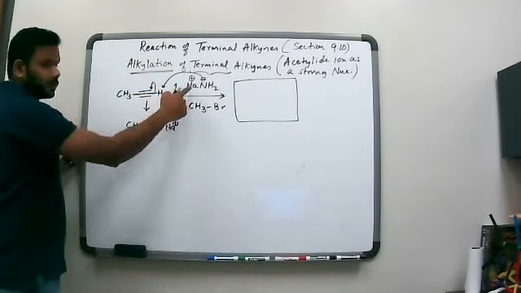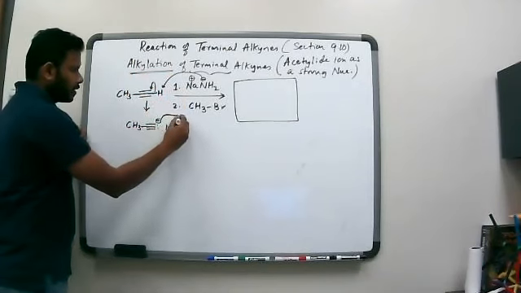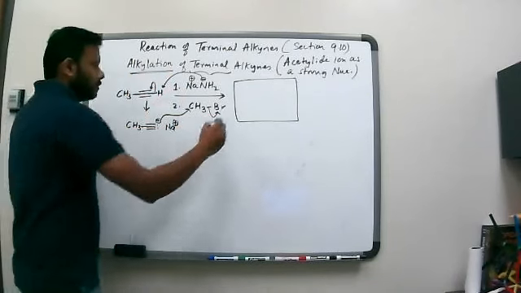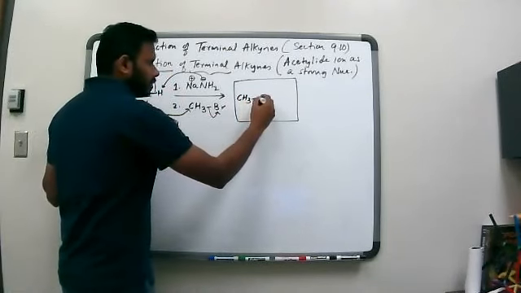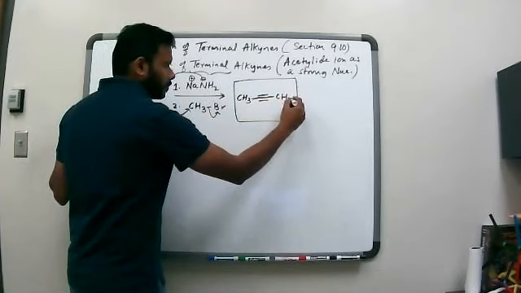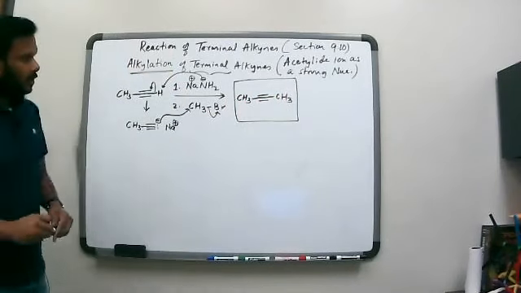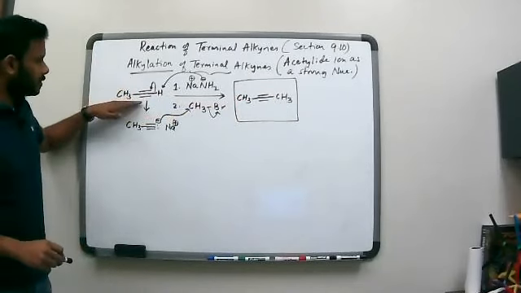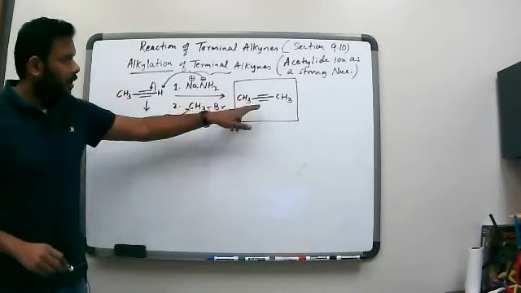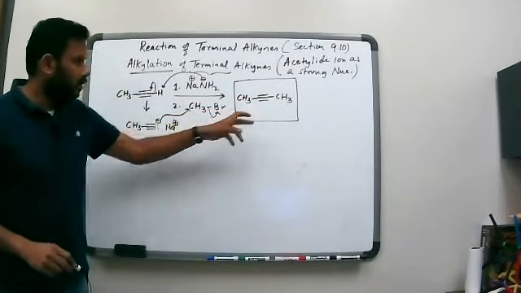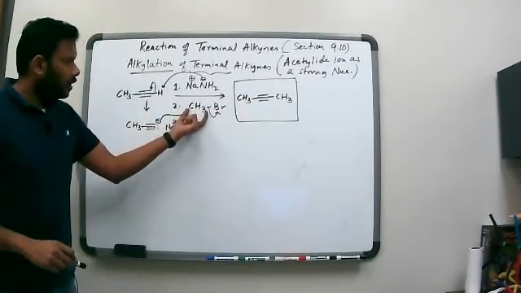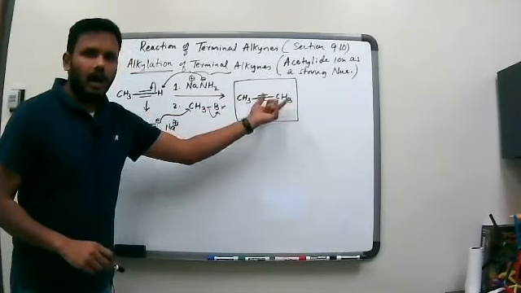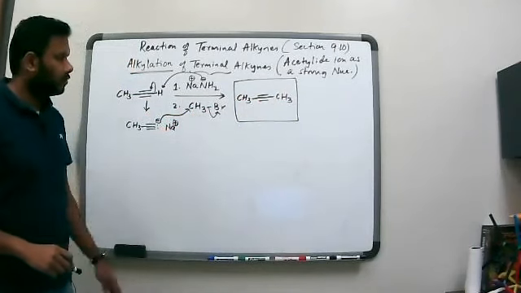That's the first step. In the second step, this acetylide ion attacks the methyl group and kicks out the bromine. So the product we are going to get is this, where we've added a methyl group to this alkyne. We started with a terminal alkyne, and now we've made an internal alkyne. By choosing our alkyl halide, we can put whatever alkyl group we want here. That's up to us.